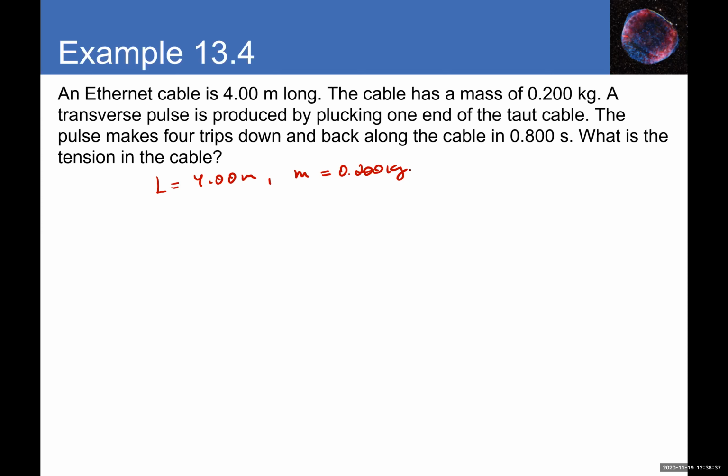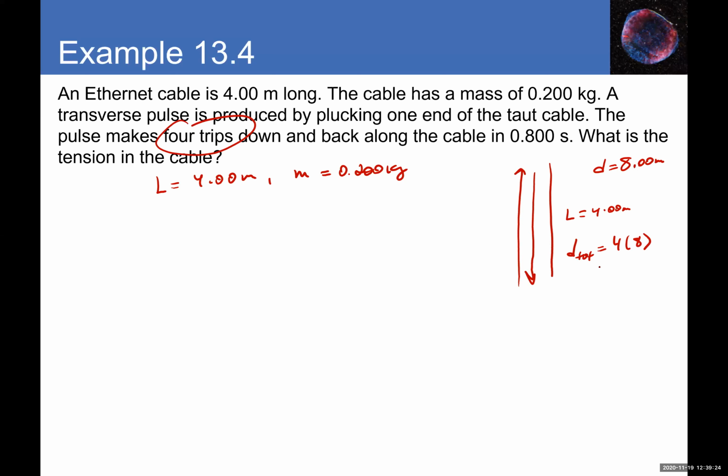Let me draw the cable like this, right? So the length here is 4 meters. It goes down and back, so it goes down 4 meters and back 4 meters. That means the distance for each trip is 8 meters, because it goes down and back. But it does 4 trips. That means the total distance is 4 times 8, which is 32 meters.